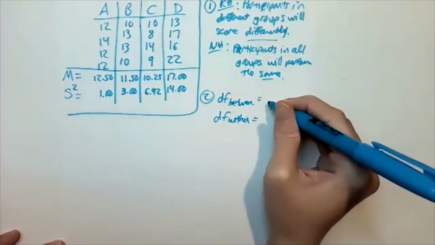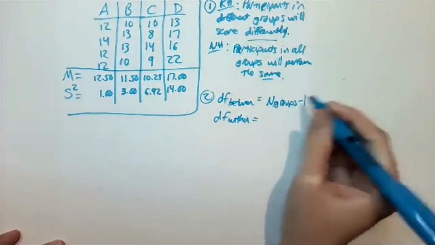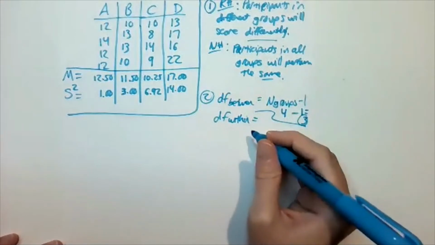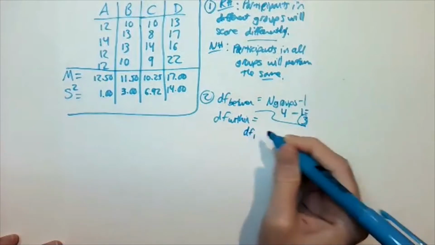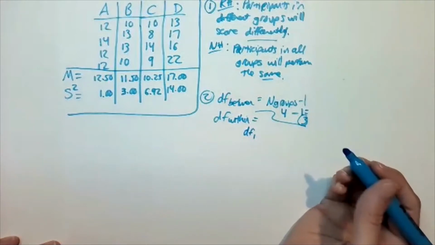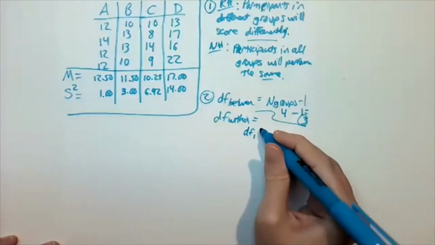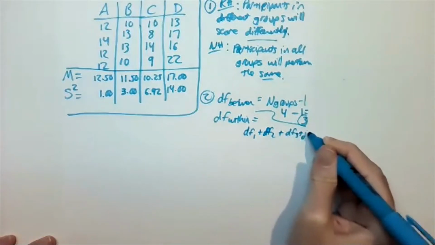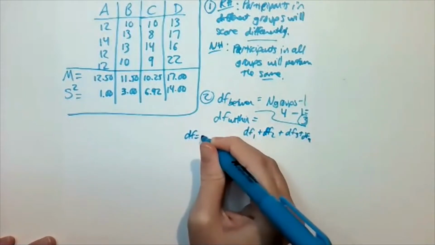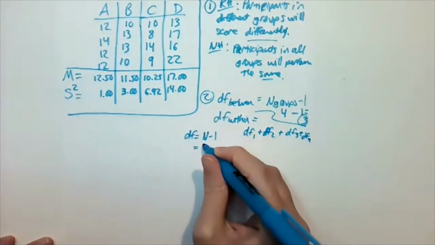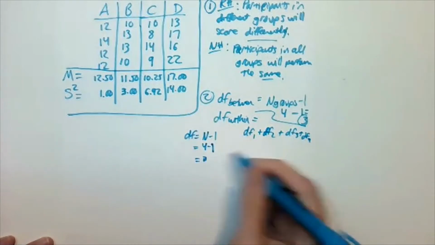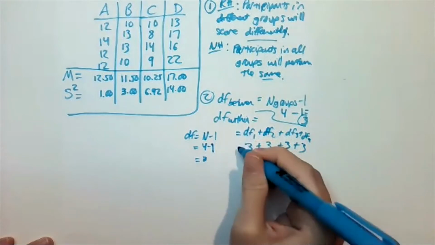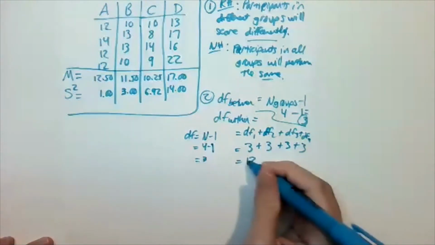For the between groups, I'm going to get N groups minus 1. Here I have 4 groups, so that's 4 minus 1, which is going to be 3. Our DF within is going to be our degrees of freedom for each individual group all added up. So DF1 plus DF2 and so on until the last degrees of freedom for the last group. Here we have 4 groups, so DF1 plus DF2 plus DF3 plus DF4. A reminder that my degrees of freedom calculation is just going to be N minus 1. We have 4 people in each of our groups, that's 4 minus 1, so that's going to be 3. So here there's going to be 3 plus 3 plus 3 plus 3, and that's going to give me 12.